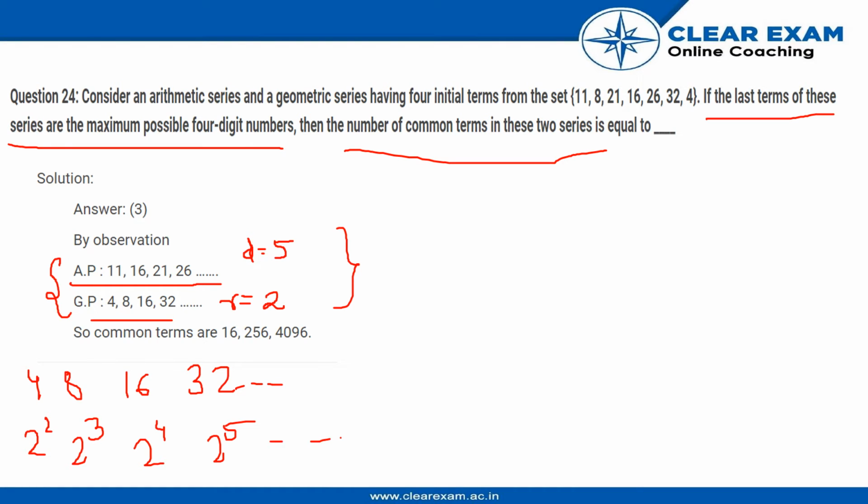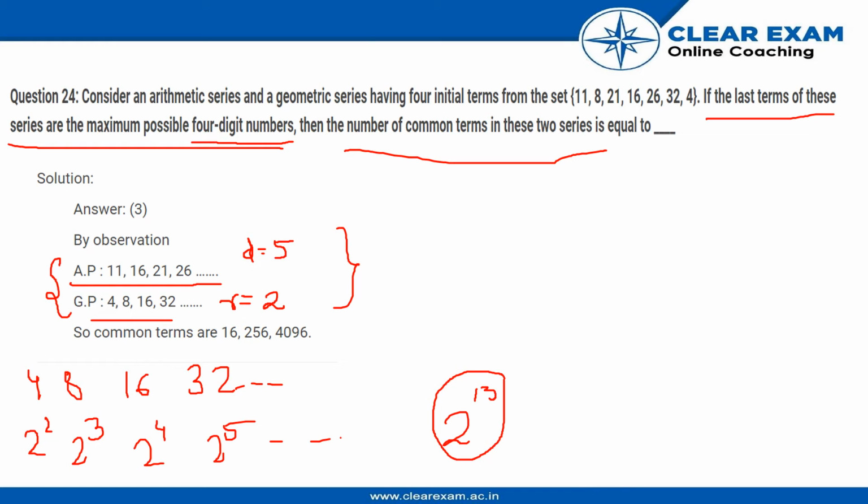And if we go on, if we look for the four-digit number that 2 can provide, it is 2 raised to 10 for 1024, 2 raised to 11 for 2048, 2 raised to 12 for 4096, and 2 raised to 13 for 8192. So 2 raised to 13 is the largest possible number in the geometric series that will have a four-digit number as the last term, and we need to find out the common terms in these two series.